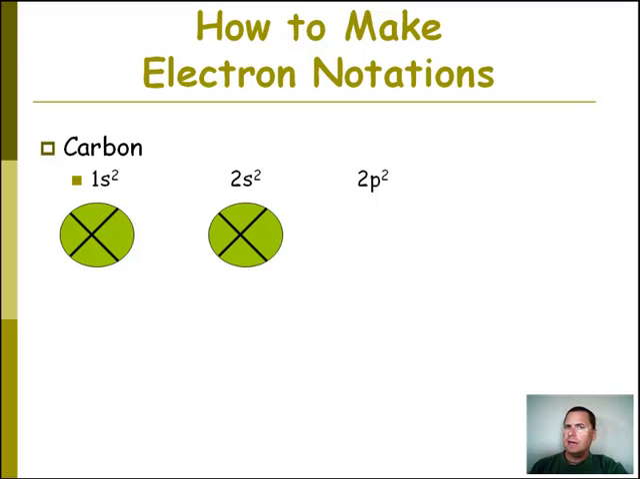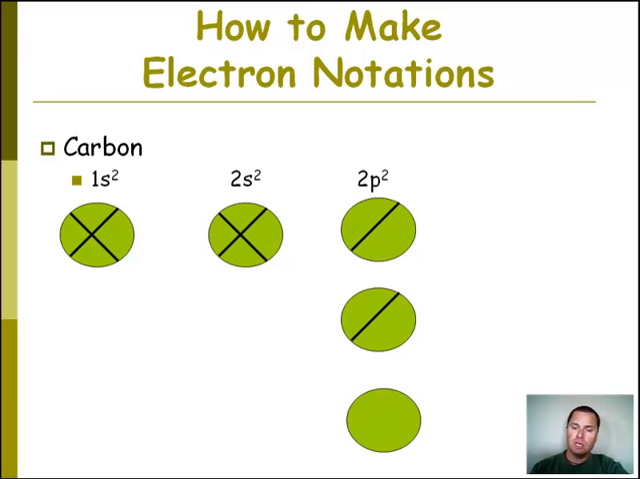Now P, think, how many orbital positions are there for P? The answer is 3, so we have to draw 3 circles, and we fill them in. Remember, everybody gets 1 slash before anybody gets 2, so we get 1 here and 1 there. Now we still keep this third circle on even though it gets no slashes. Okay, so that's our electron configuration notation for carbon.